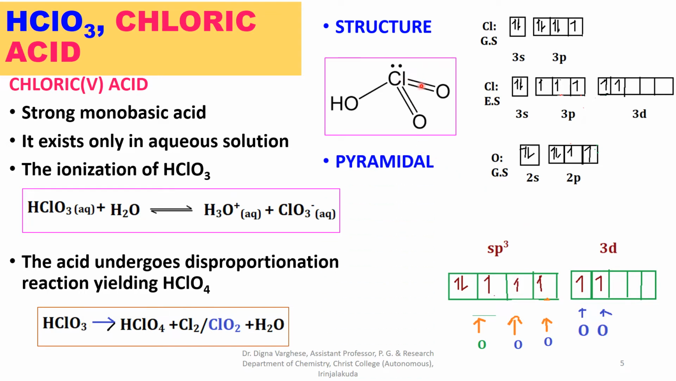Here the chlorine is attached to 2 oxygen atoms, forming 2 sigma bonds and 2 pi bonds, and here 1 oxygen atom forming 1 sigma bond, and the molecule contains 1 lone pair on the central atom.